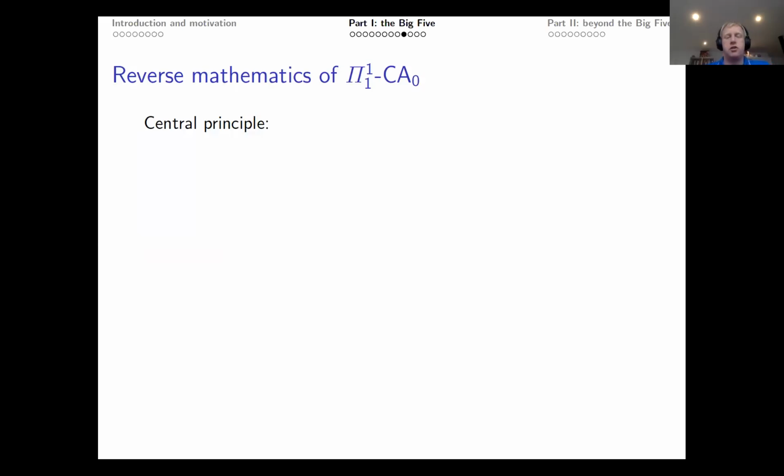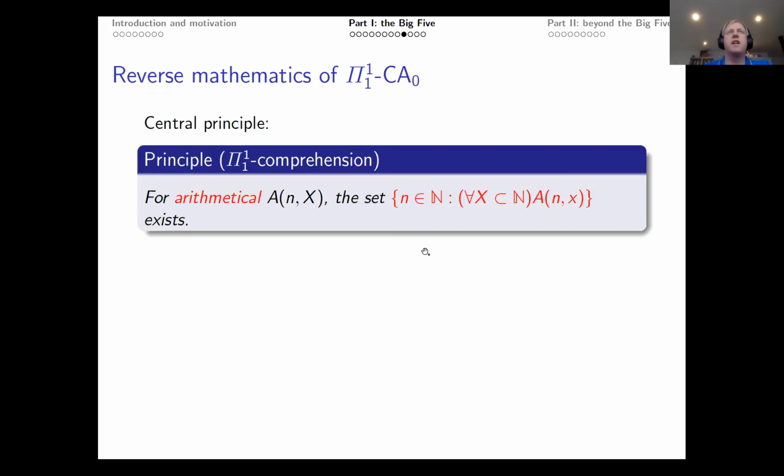The biggest or the strongest system is Π¹₁ comprehension, which says that we don't need the at most one condition. We can say always that this set exists. So here's a quantifier over all sets of natural numbers, and we know there are many of those, but this set always exists. And we actually get nice equivalences.